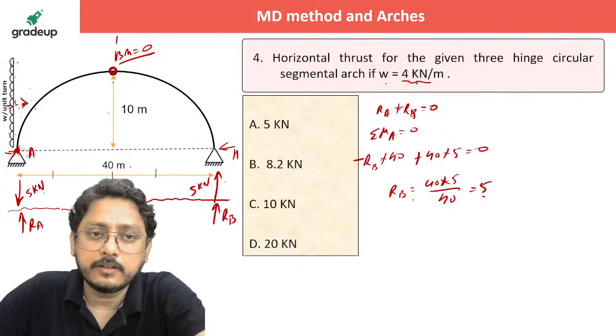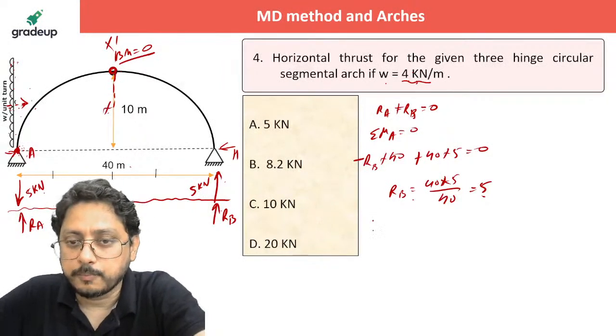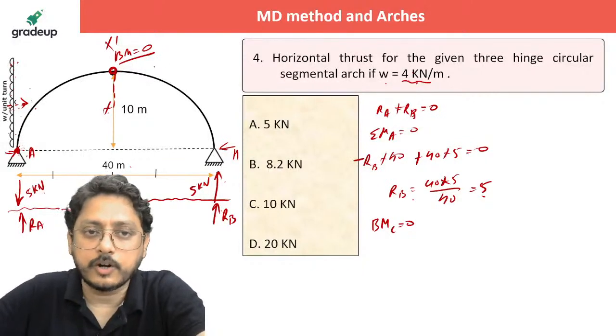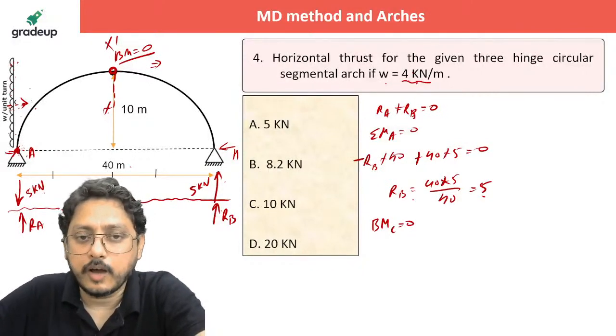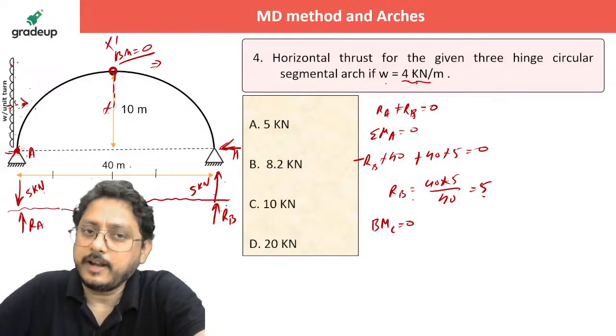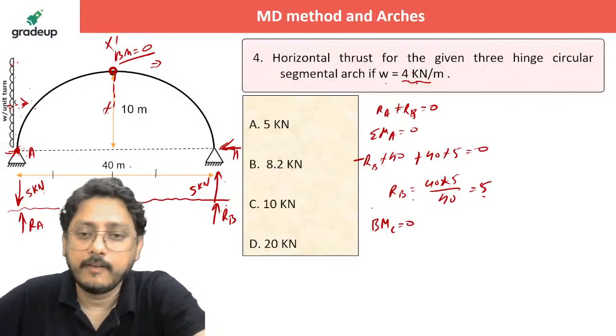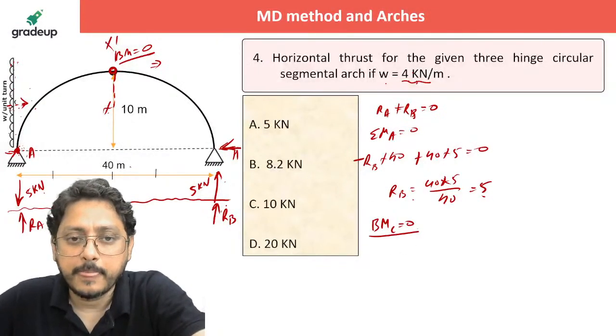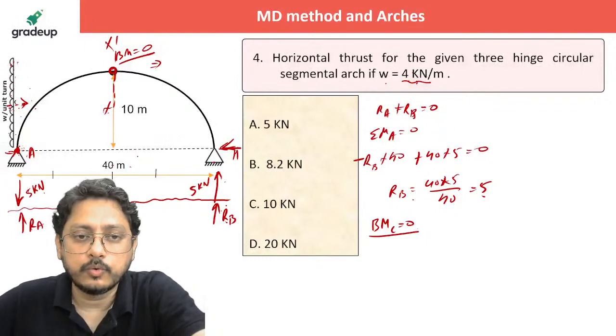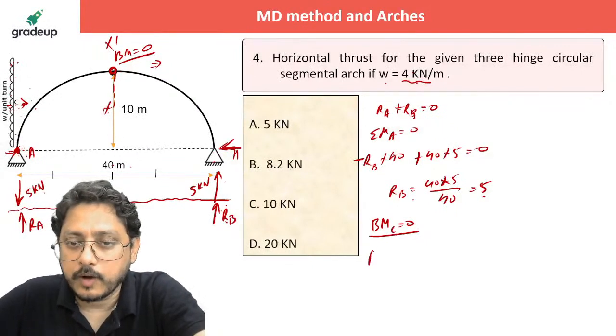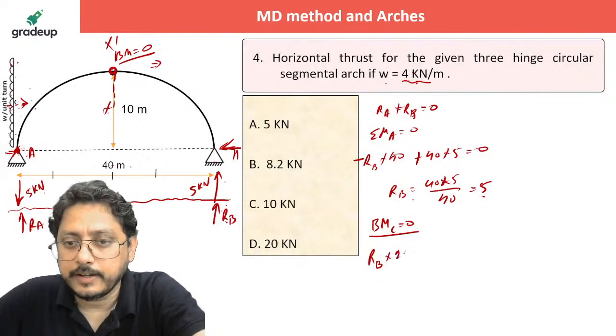So stand here and take the bending moment at crown as 0. So the bending moment at crown is equal to 0. See towards the right side. You have horizontal thrust here and you have a reaction. That's all. You do not have anything else. It is very simple. RB into, what is the distance from here? 20. So RB into 20 is rotating.